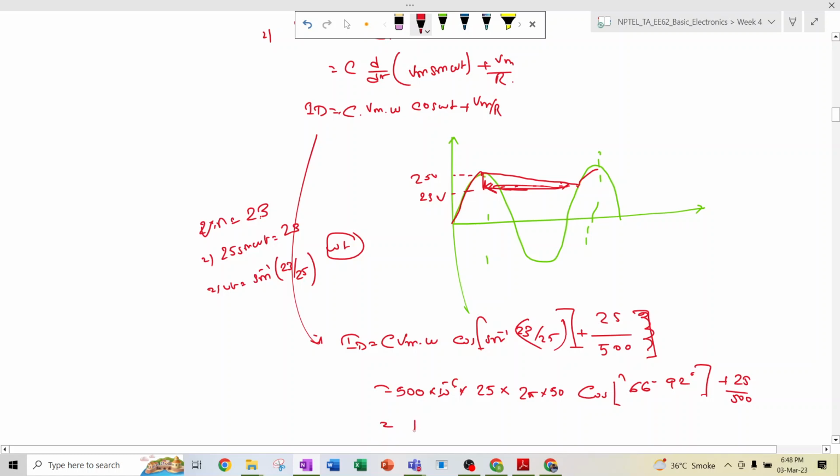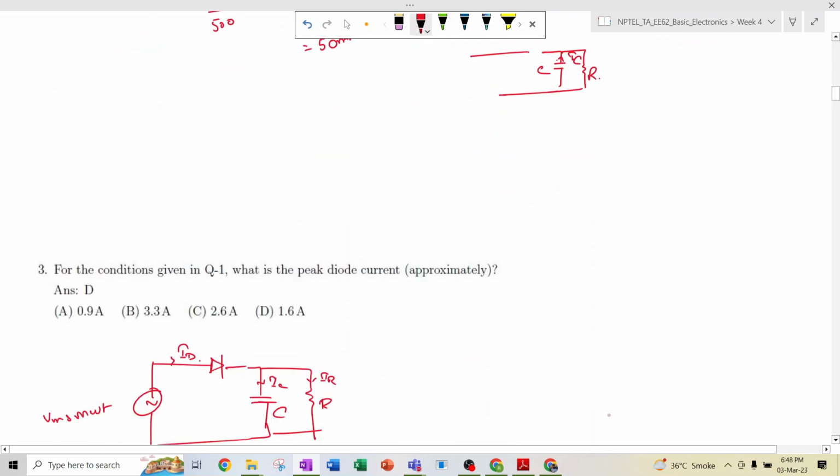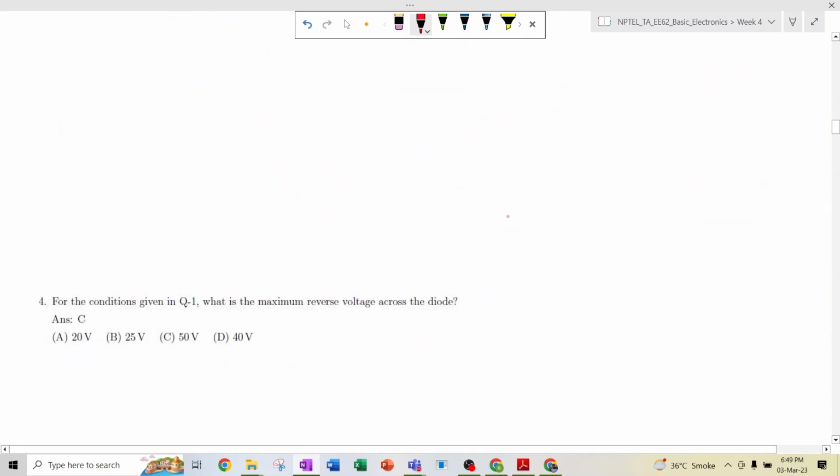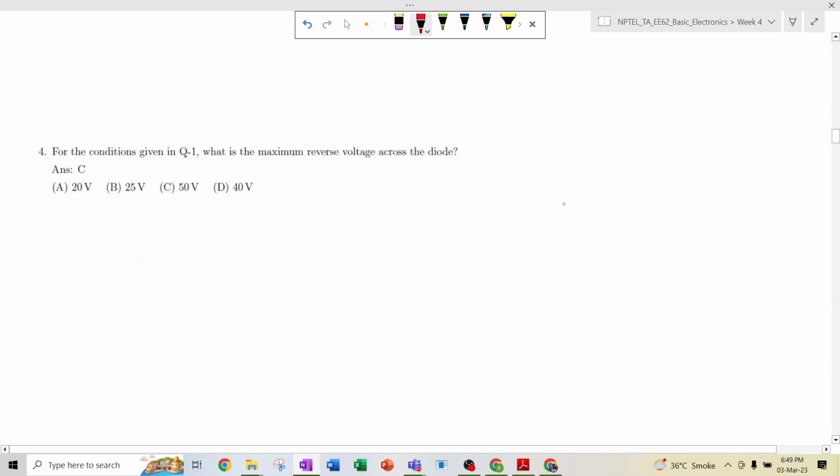So it is coming out as 1.53 ampere plus 25 divided by 500, so it is 0.05 ampere, so it is 1.58 ampere. So this 1.5 ampere is nothing but the peak diode current. Okay, so the correct answer will be 1.6.